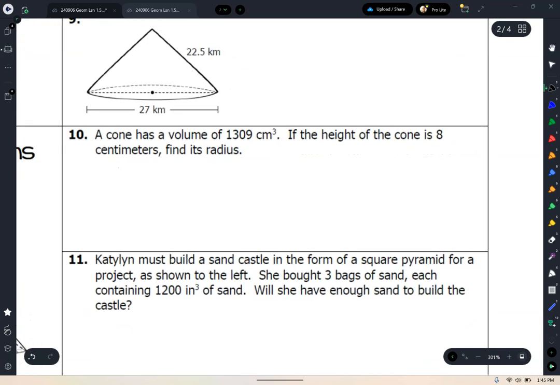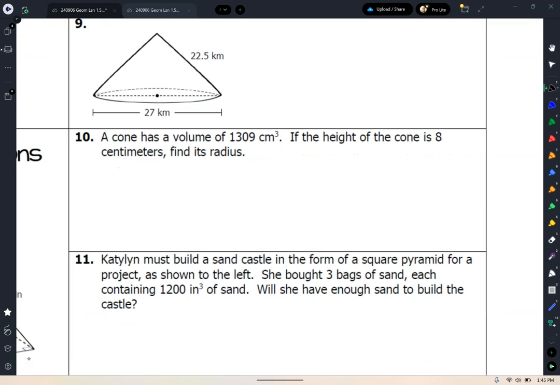Number 10. All right, cone has a volume of 1,309 centimeters cubed. If the height of the cone is 8 centimeters, find its radius. Go ahead, give it a try. See what you can do.